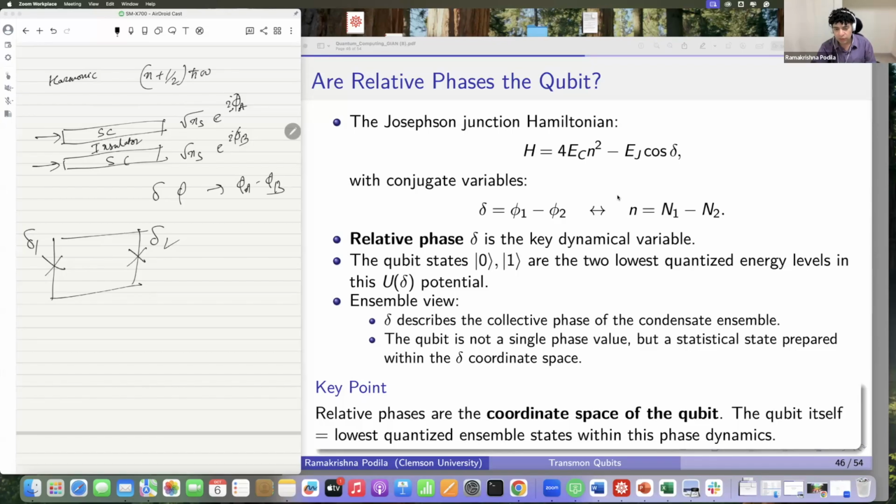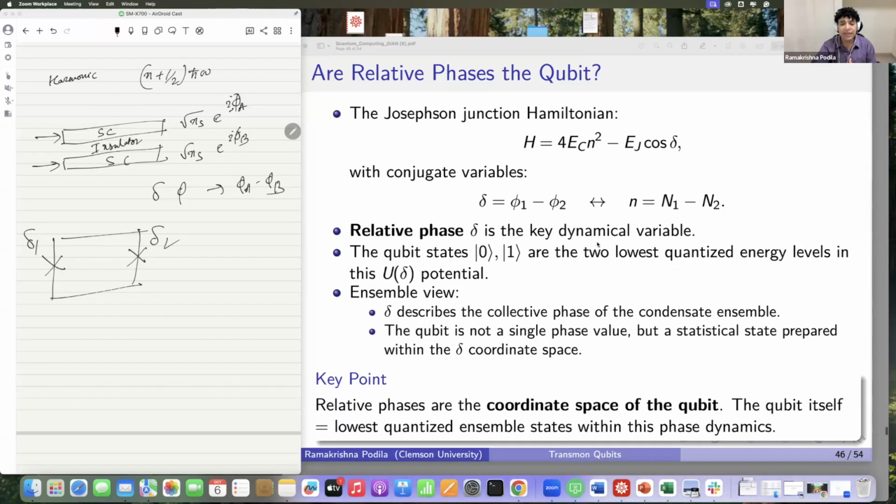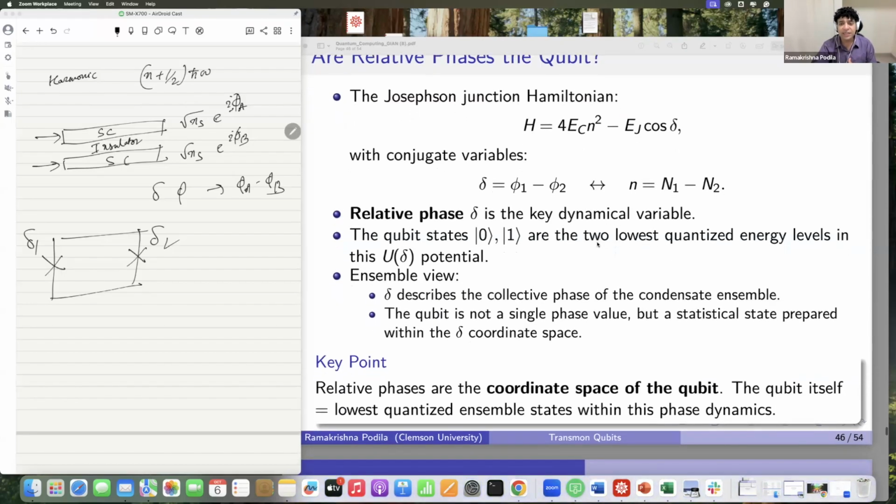This global phase wouldn't matter if we had just one superconductor, but when we have two, the relative phase difference matters. And it is this relative phase that we're using as the dynamic variable. So when we say there are energy states, those energy states are related to this cosine delta. This Hamiltonian is related to cosine delta. So this is the dynamic variable here. So these are the energy levels corresponding to delta.